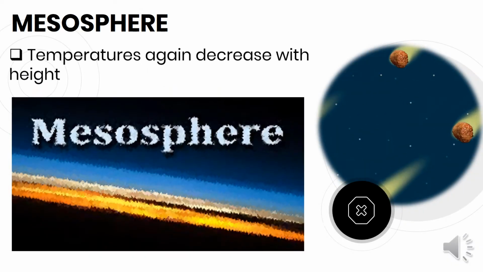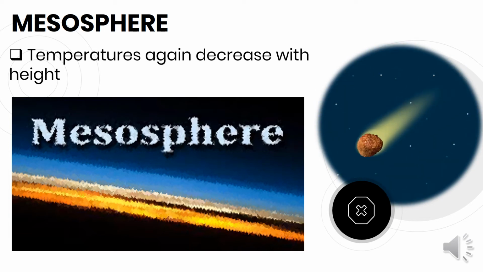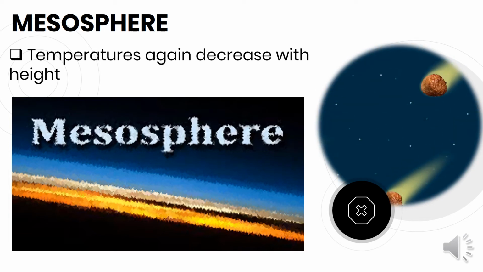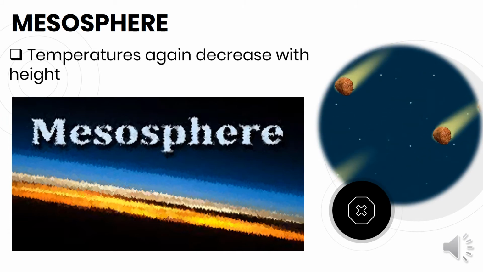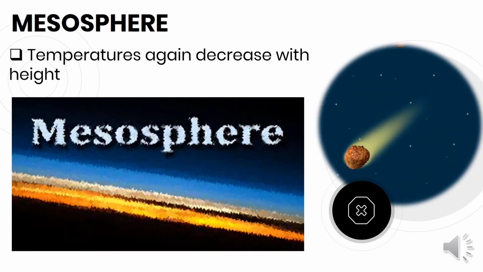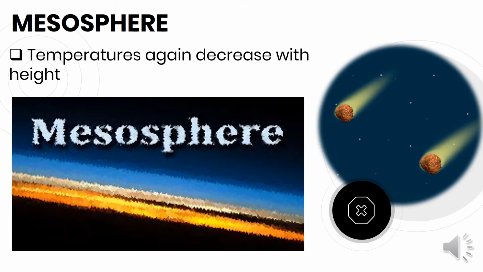Mesosphere. Temperatures again decrease with height. Mesosphere is the coldest layer of the atmosphere, about negative 130 degrees Fahrenheit. It becomes cold enough to freeze water vapor in its atmosphere into the ice clouds. It is located above the stratosphere.